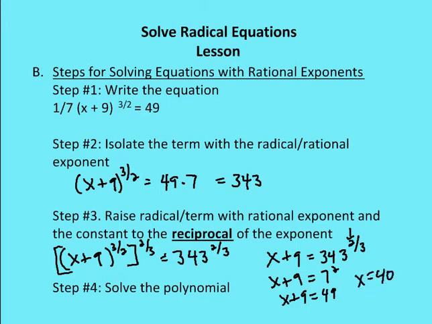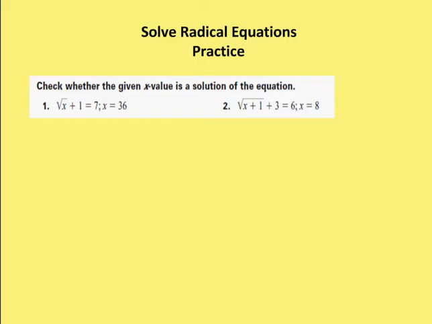Okay, so let's go on to do some practice problems straight away. So I'm combining the lesson and the practice. Check whether the given x value is a solution of the equation. All right, so I have the square root of x plus 1 is equal to 7. X is 36. The square root of 36 is equal to 6, plus 1, that equals 7.